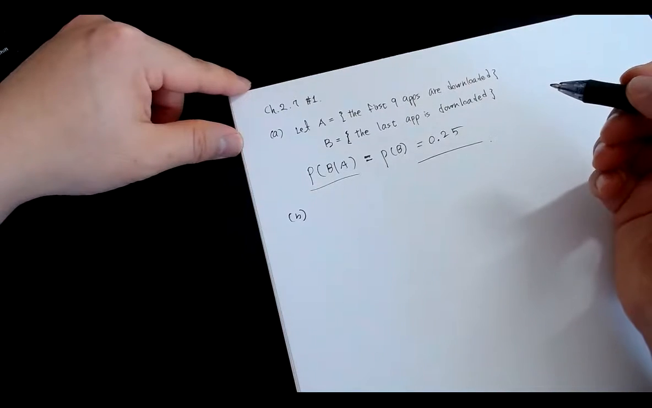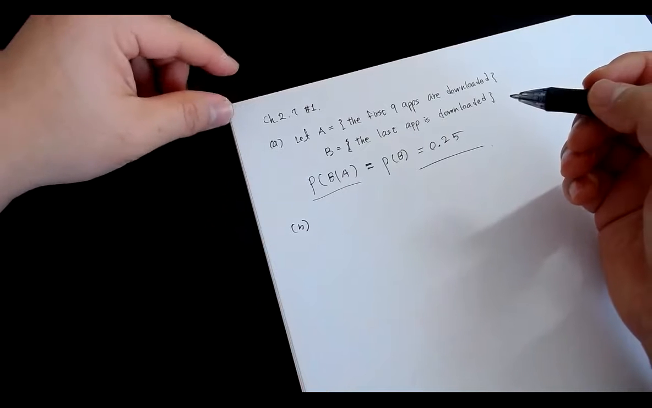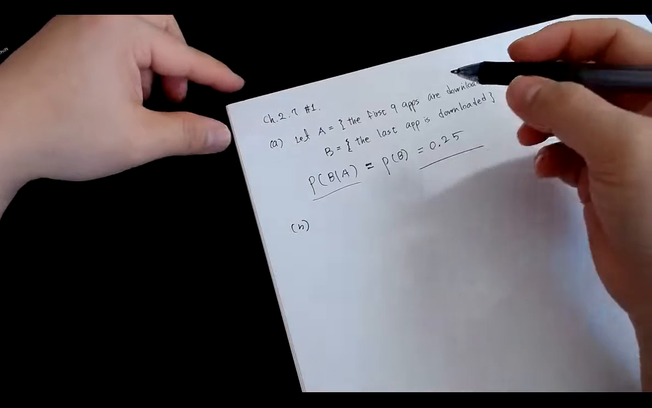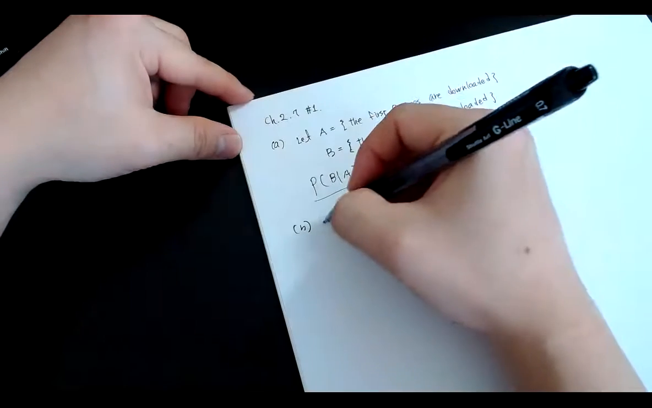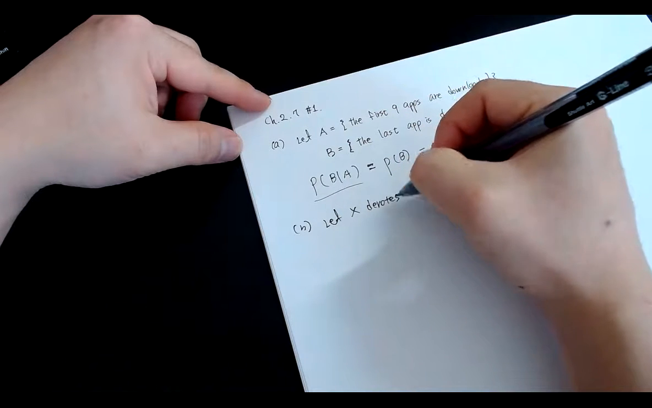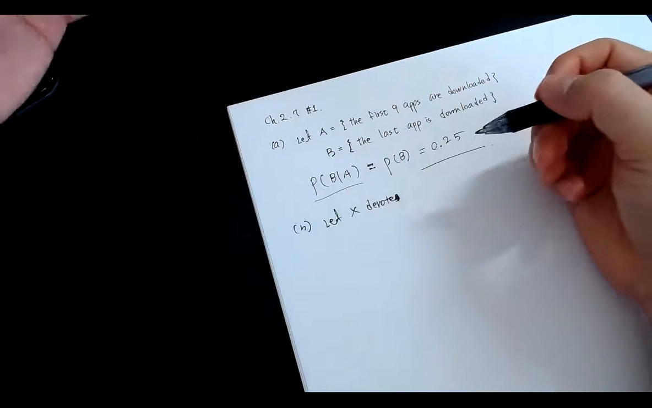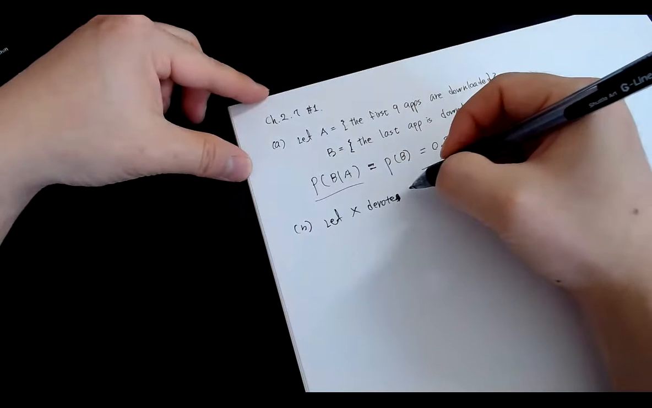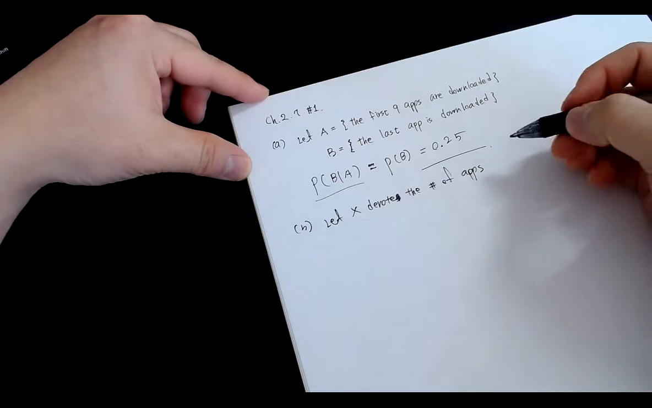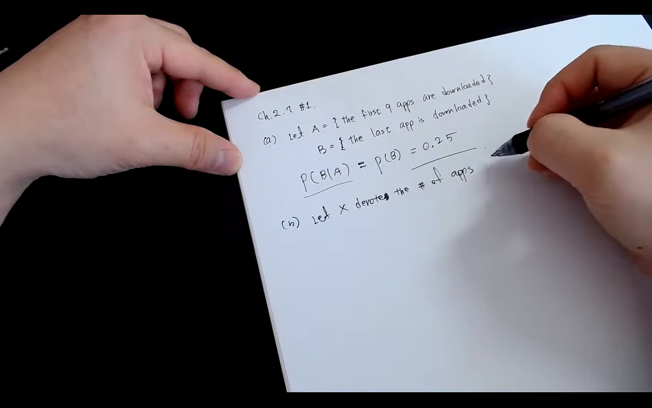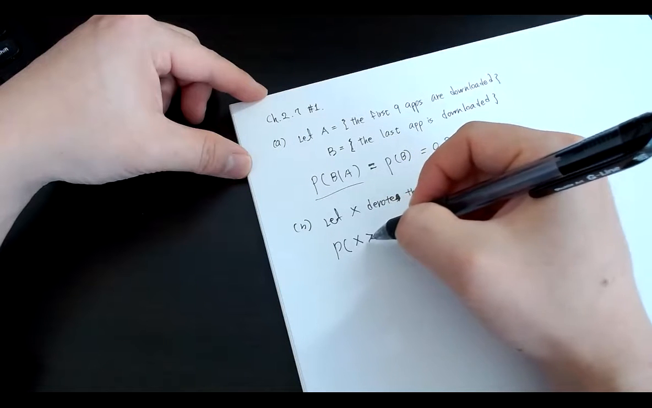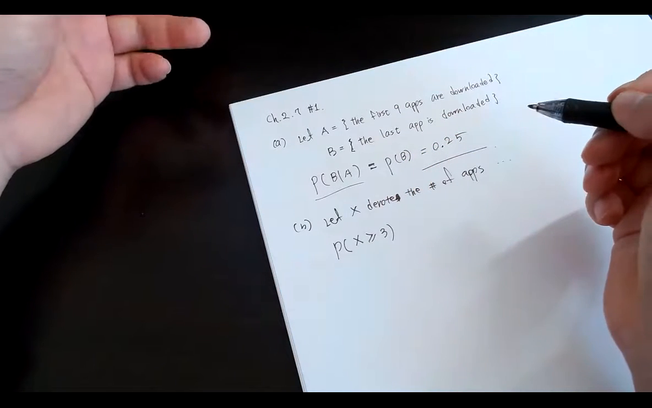The question B. What is the probability that a cell phone user downloads at least three apps? So at least three apps, right? Let X denote the number of apps that are downloaded. Then we need to figure out the probability that X is greater than or equal to 3, because at least 3, right?